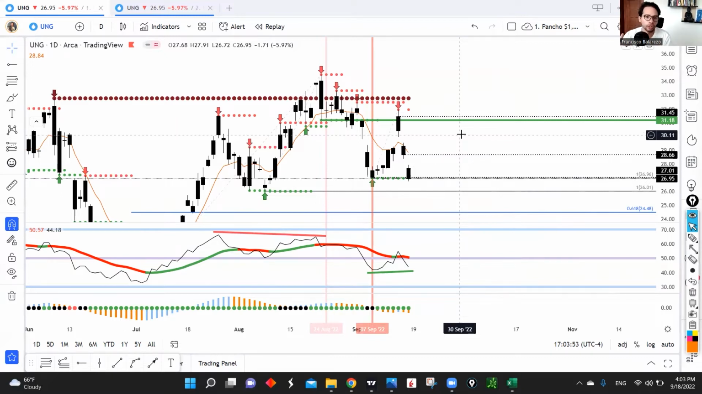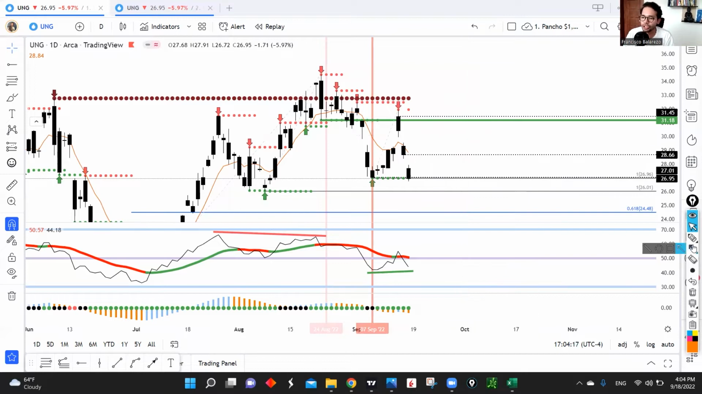I'm always looking to simplify my system as much as possible, to make it super simple and effective, in a way that I can basically explain to a child what it is that I'm looking for when I'm scanning through the names and looking for opportunities.